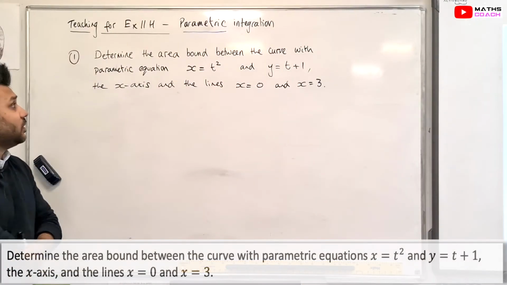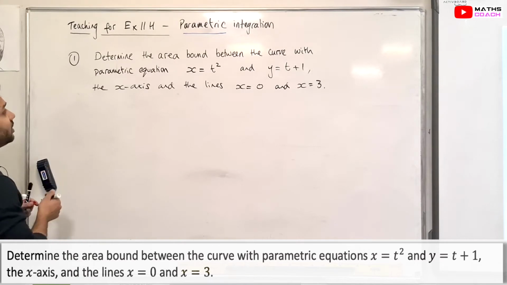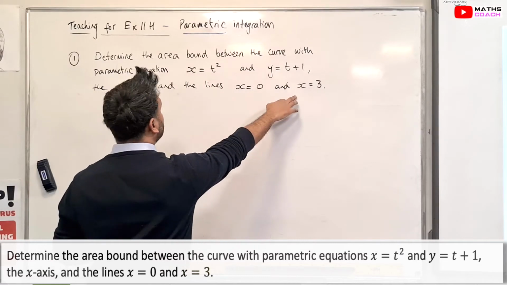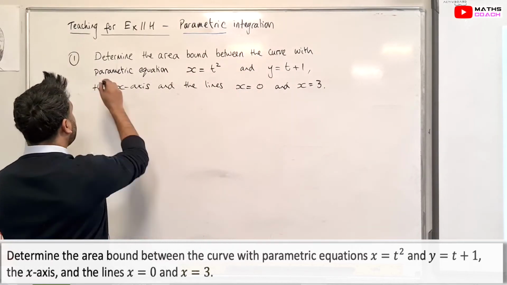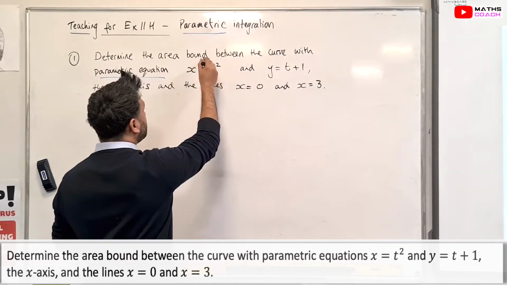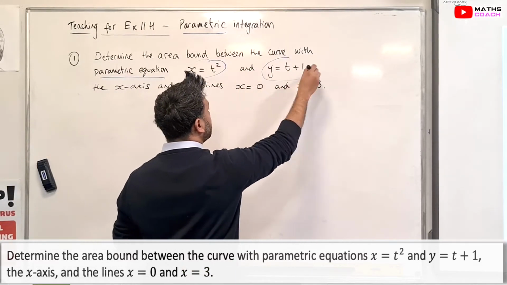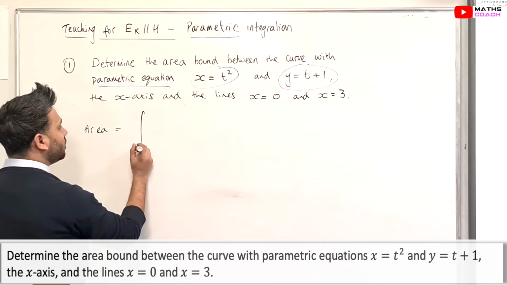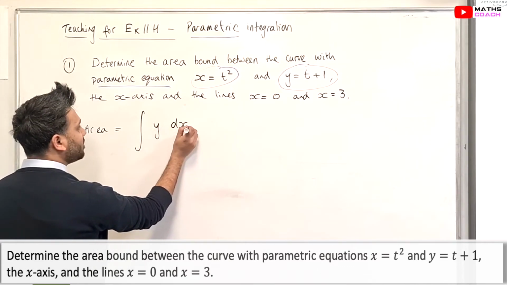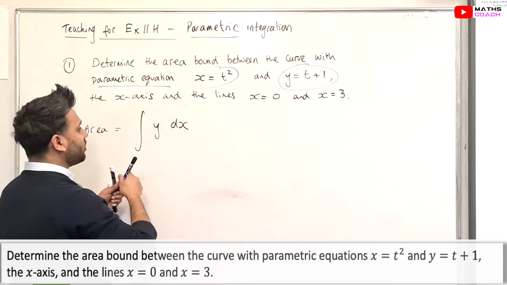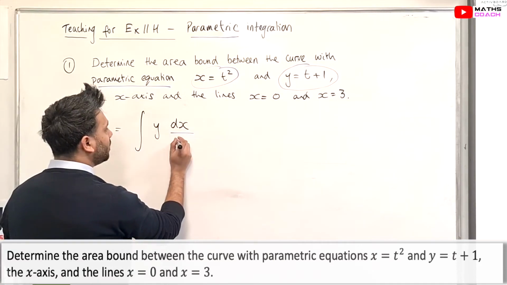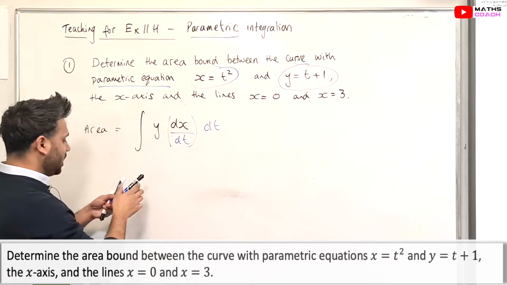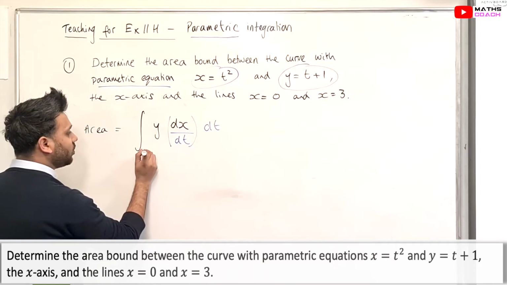Right, so here's the first example on parametric integration. We have to work out the area bounded between the curve and the x-axis, between the lines x equals 0 and x equals 3, when the equation is given parametrically: x is equal to t squared and y is equal to t plus 1. We know that the area is equal to the integration of y dx. Because the equation is parametric, we have to adjust the formula for integration by dividing by dt and multiplying by dt. Now here we need to work out the corresponding t values.